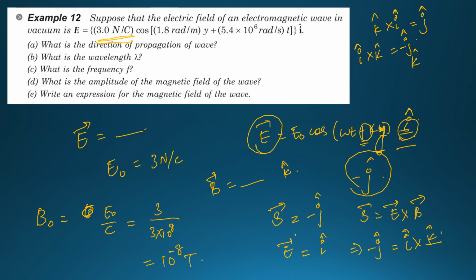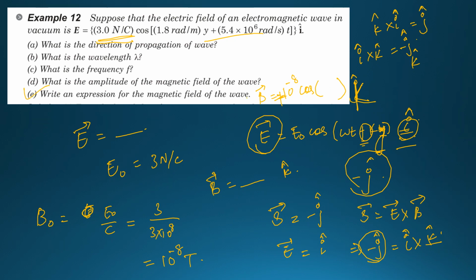Write an expression for the magnetic field. So B we can write simply as B is equal to B naught, that is 10 to the minus 8, cos as it is. Whatever there is inside, you just copy it down. But the direction of the magnetic field will be k cap, with the plus here. So this is the expression of the magnetic field.